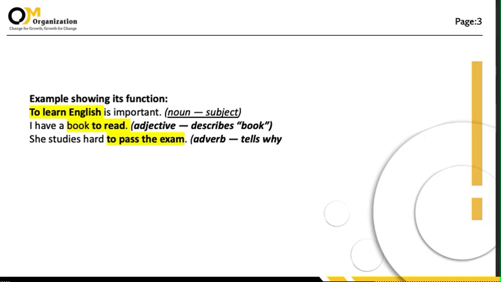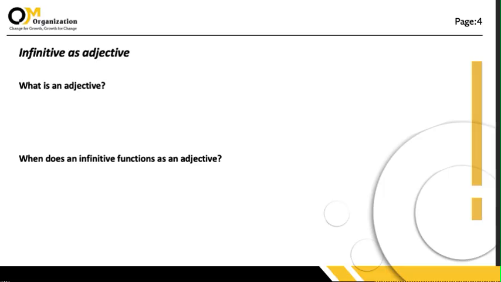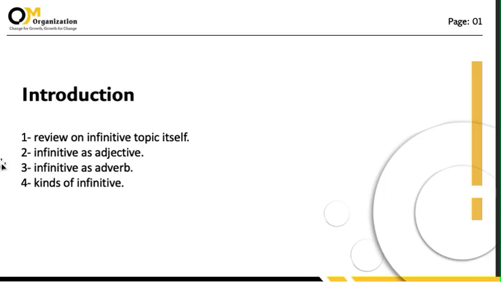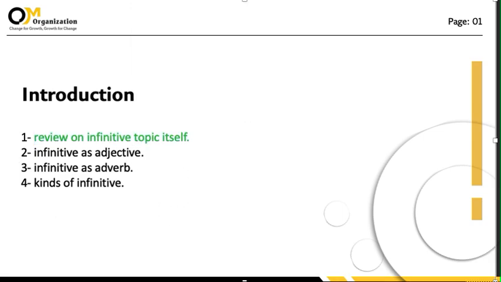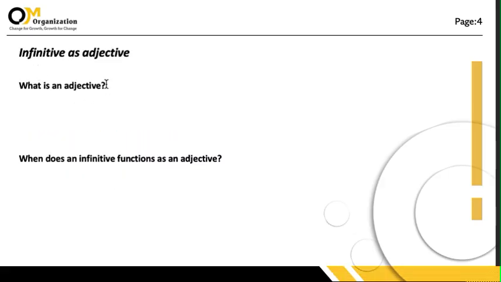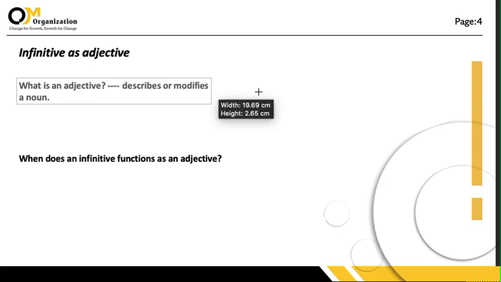But the main topic that we need to talk about today is infinitive, first of all, as adjective, because this one is completely covered, right? Then we need to talk about infinitive as adjective. Before talking about what infinitive as adjective is, you need to understand what adjective itself is. Adjective itself describes or modifies a noun. Clearly, it's the definition.